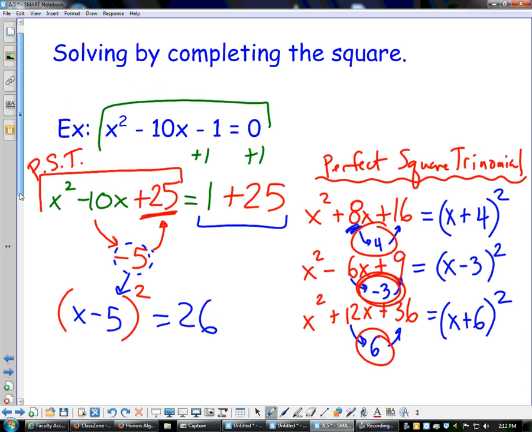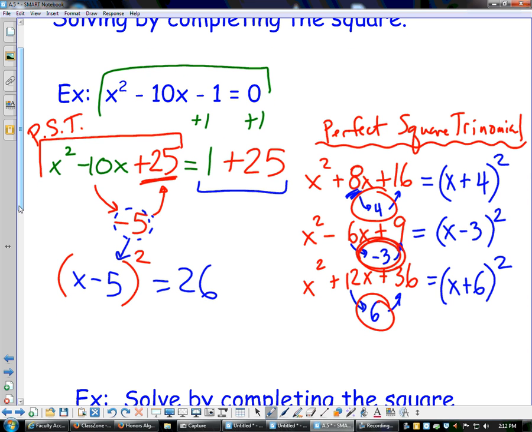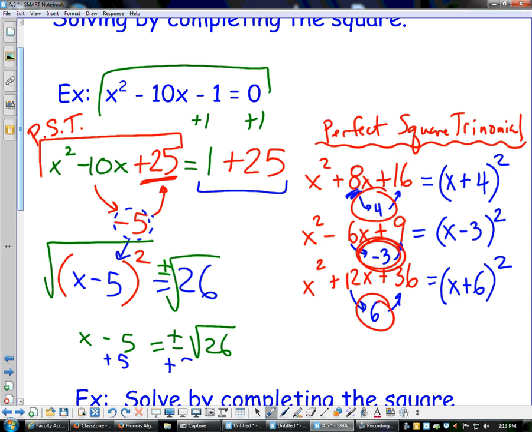And now we're going to solve just like as if we were solving by taking square roots. So we're going to take the square root of both sides. What do you need to remember? So we get x minus 5 equaling plus or minus the square root of 26. And last step, to get x by itself, add 5 to both sides. So our solution is x equals 5 plus or minus the square root of 26.